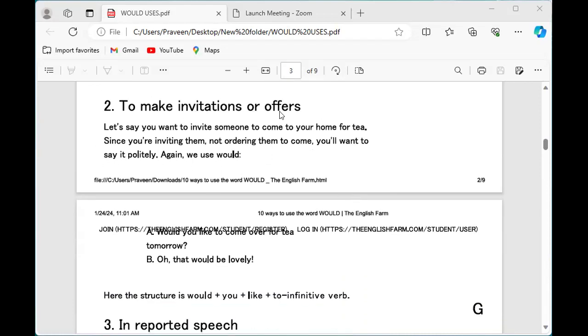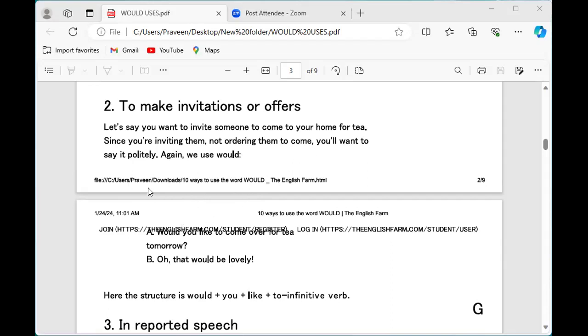To make invitations or offers. Let's say you want to invite someone to come to your home for tea. Since you are inviting them, not ordering them to come, you will want to say it politely. Again, we use would. When we want to invite guests or friends to our home for tea or any events, that time we should use would.